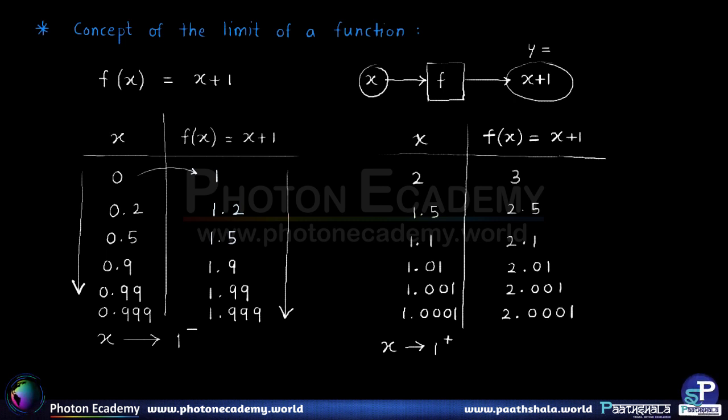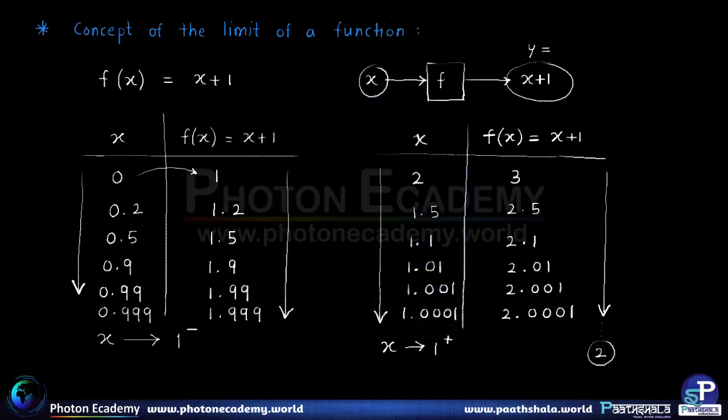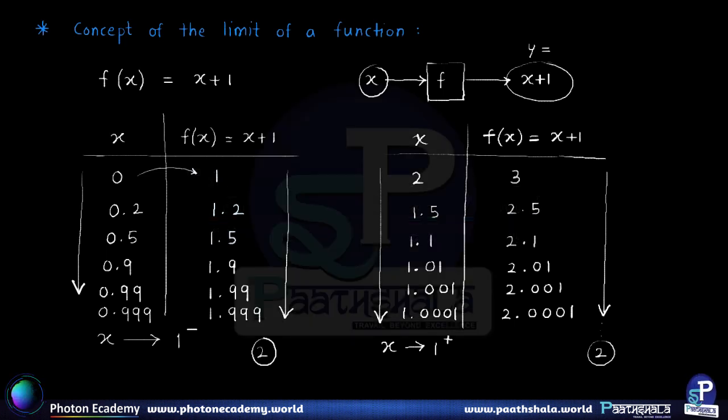So now it is clear that as x tends to 1 through the values upper than 1, the f of x still tends to 2 and it will come closer and closer to 2. So therefore it is now clear that as x tends to 1, f of x tends to the value 2. So therefore this value 2 is called the limit of the function f of x as x tends to 1.